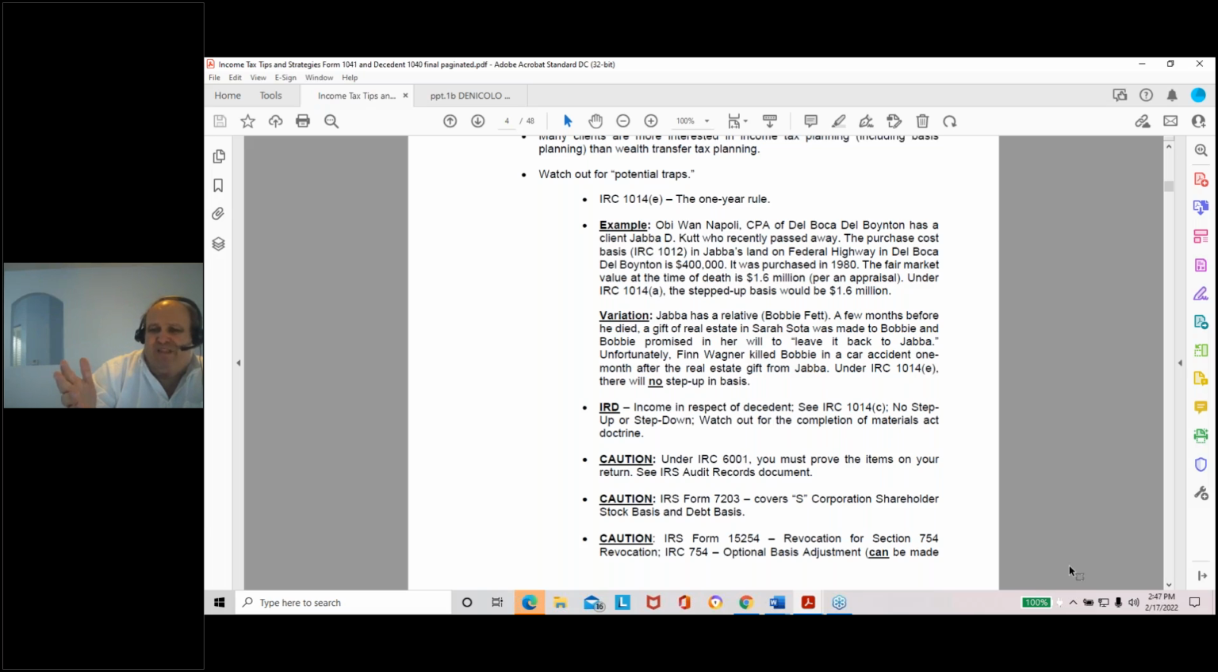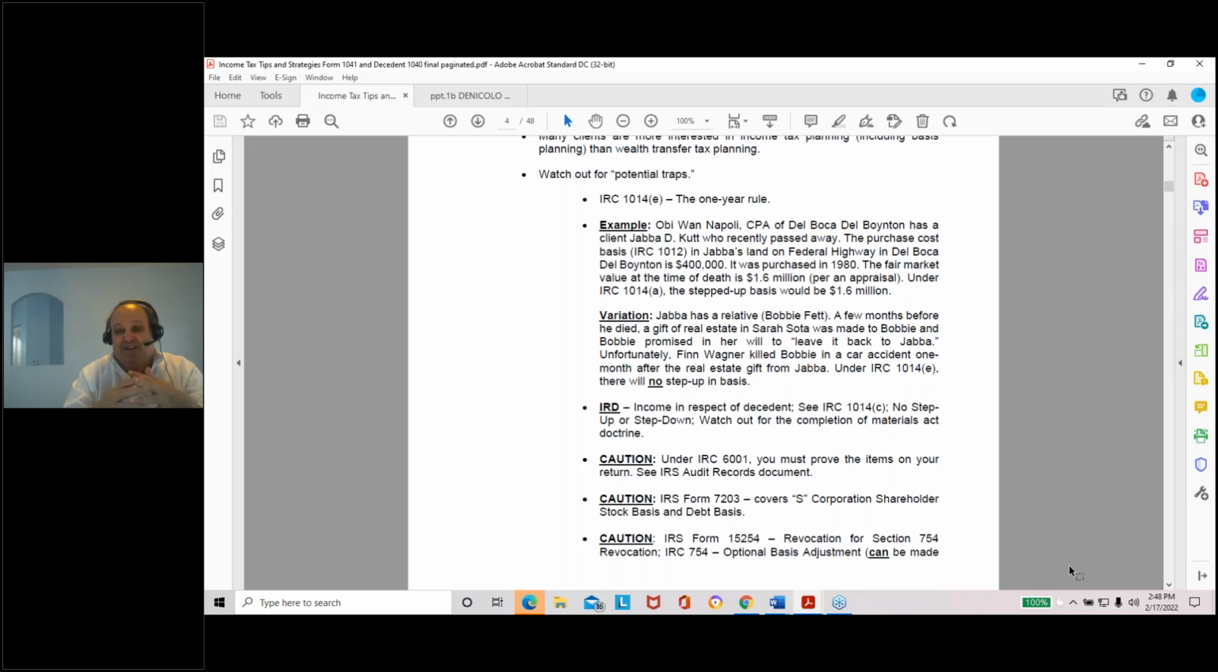Now, 754 elections aren't made in the first year of the partnership or LLC. They're made on either the first death or the first sale. They don't have to be made. It's an elective, optional basis adjustment. So the question is whether to make it or not. That's in consultation with the CPA, the attorneys, and the client.